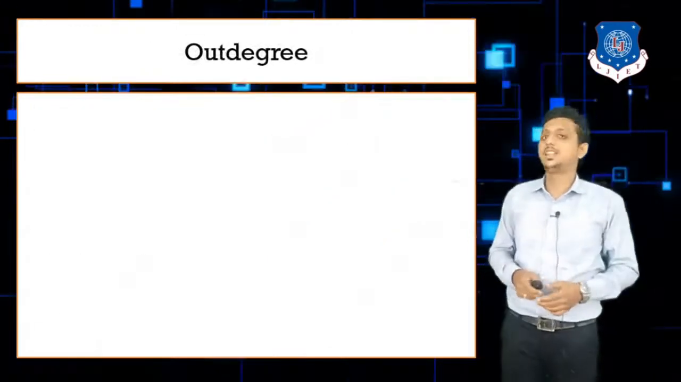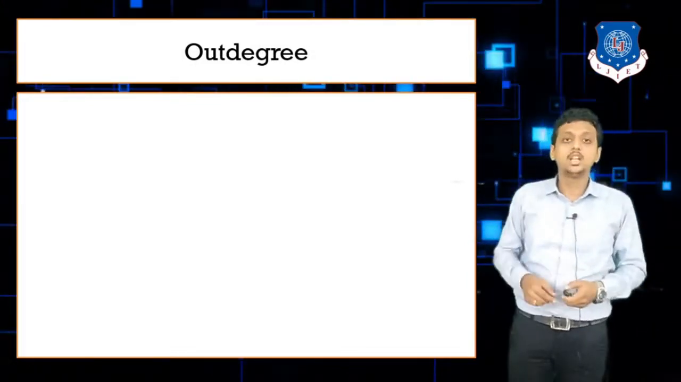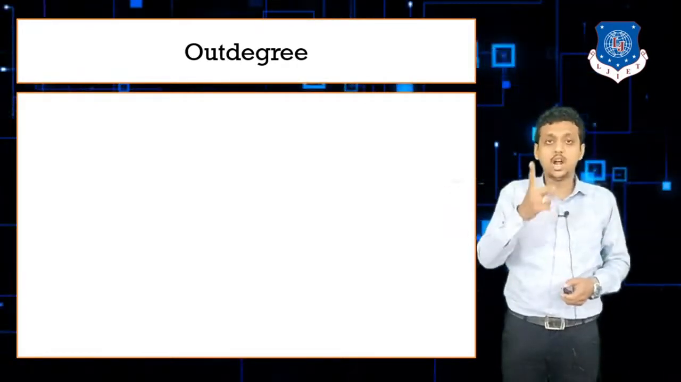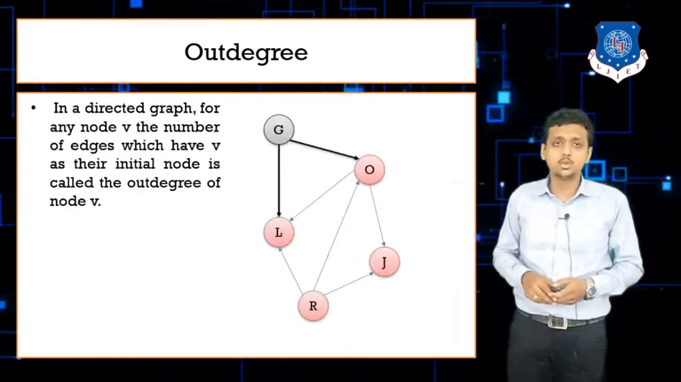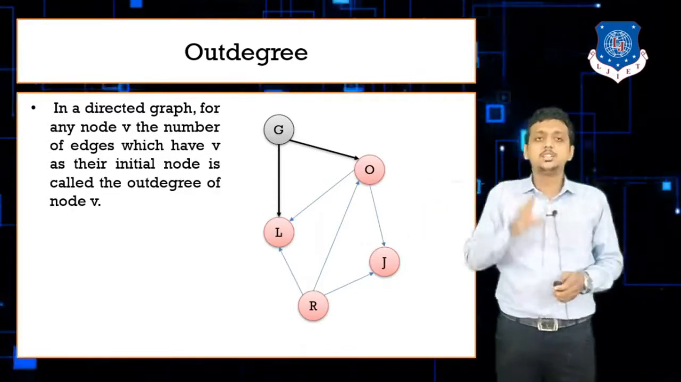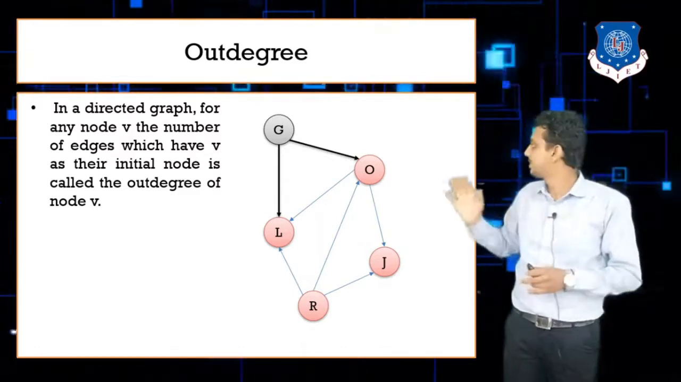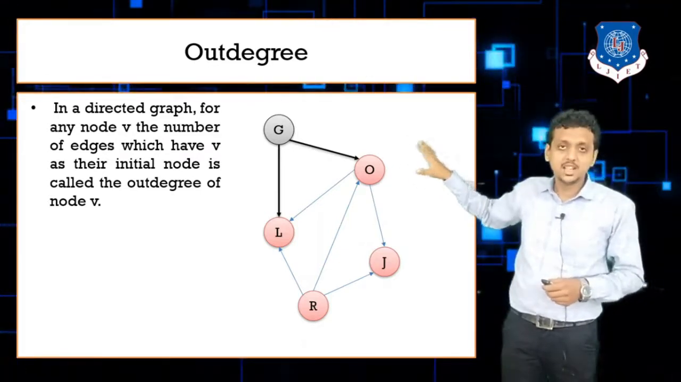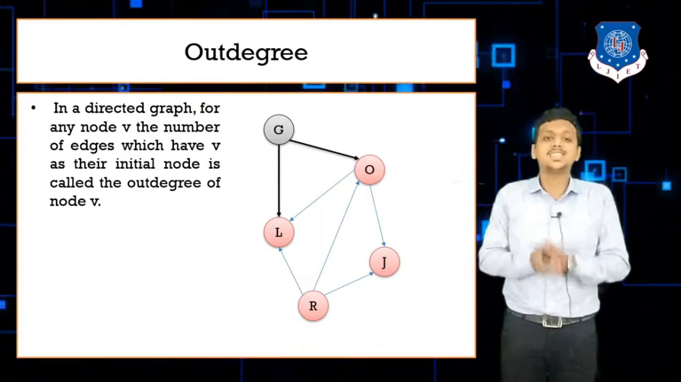Now let's see the next, out degree. That is the degree of a node in an undirected graph. But in a directed graph we have 2 degrees, out degree and in degree. The out degree, students, means that in a directed graph, for any node V, it is the number of edges which have V as their initial node. If I am talking about G, see how many edges contain G as their initial node.